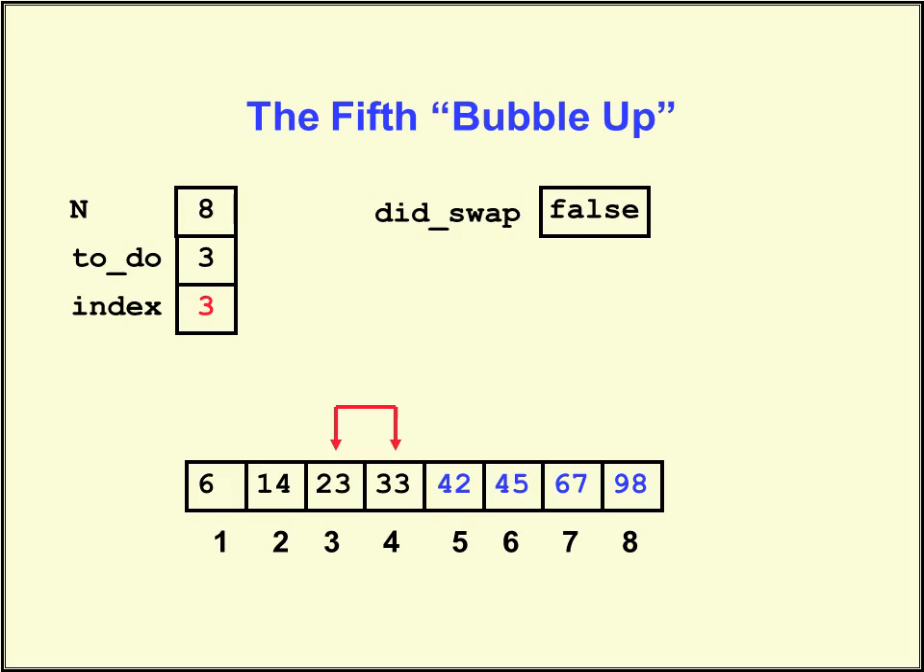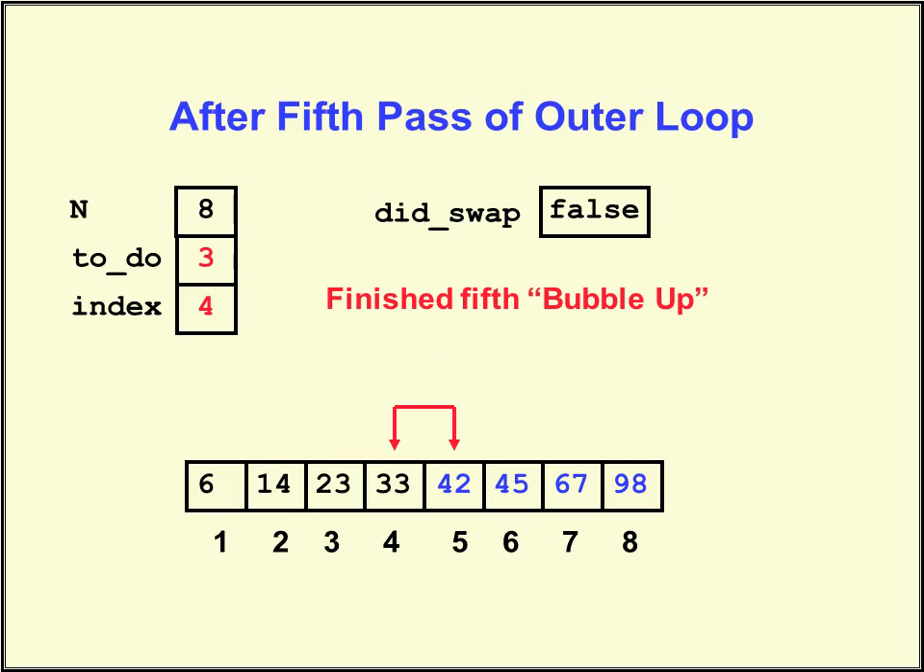Again we go to index 3, that is 23. So 23 is compared with 33. 23 is also less than 33, so no swapping will occur and the list remains the same.